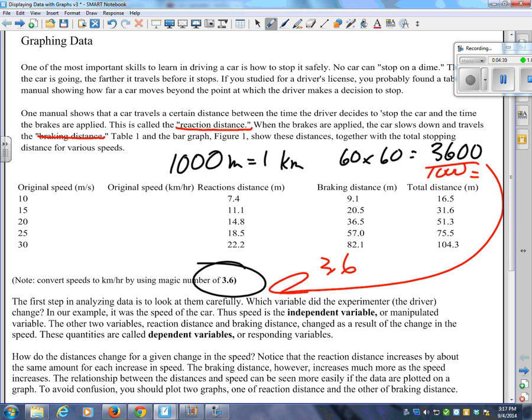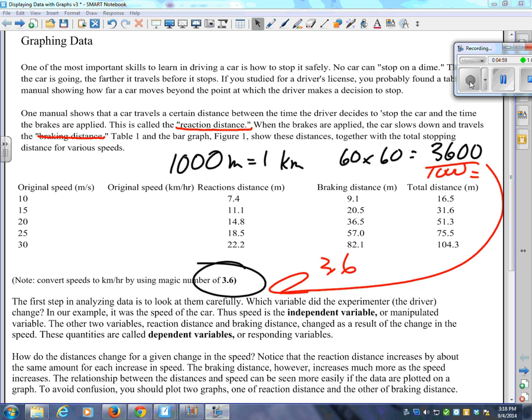Okay, your job is to get your calculator out. Nate, you're going to have to beg, borrow, or steal. Please use your phone if you need to. Okay, well then you're going to have to beg, borrow, or steal. I want you to take 10, 15, 20, 25, and 30 and multiply by 3.6.